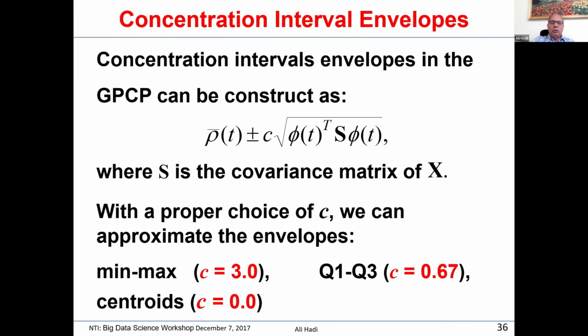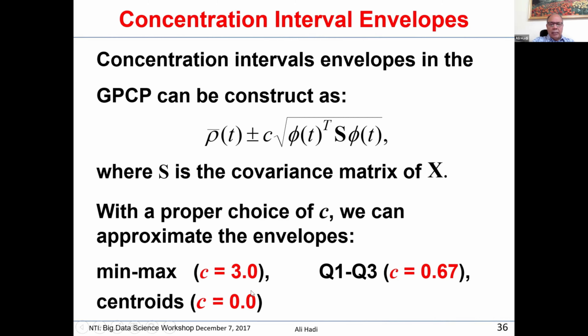And then what we do here is that we take each smooth transformation and take the average of the smooth value at each value of t, and we add and subtract c times the standard deviation of this smooth value, which we know will be phi transpose times S times phi, where S is the covariance matrix of X. And then we compute that transformation for different values of c.